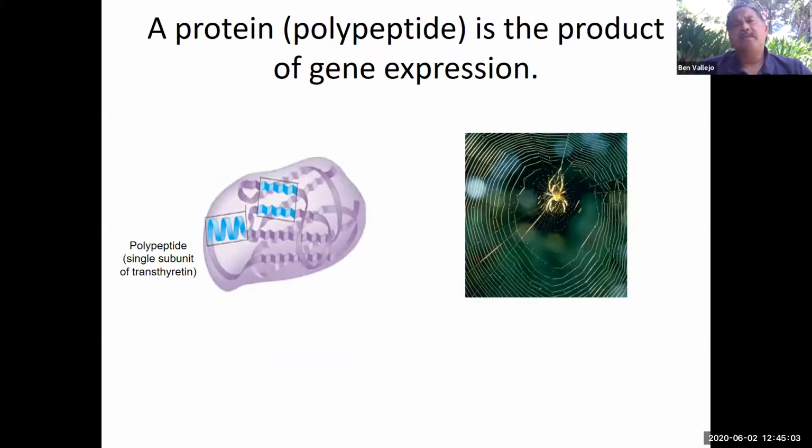Now, these proteins then are the final product of the gene expression. Sometimes it's not quite a final product, it's called a polypeptide. This is a polypeptide. It is part of a protein, but this particular protein is made of 4 parts, 4 polypeptides, and when you stick them together, you get a transthyretin protein. Okay.